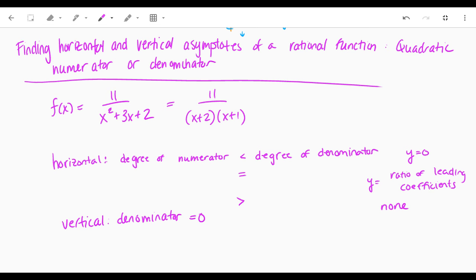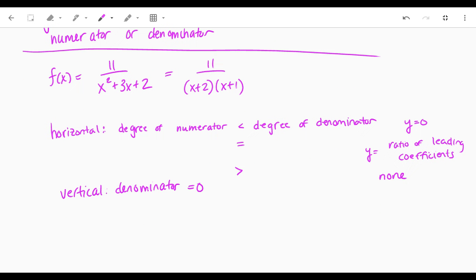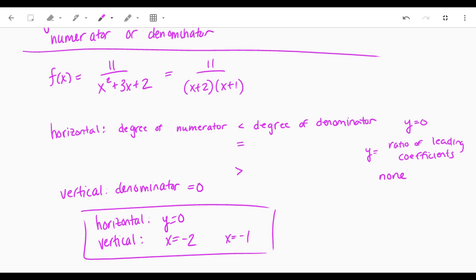Okay, so for this one, the degree of the numerator is 0. The degree of the denominator is 2. So we're in that first case there where the degree of the numerator is less than the degree of the denominator. So horizontal will be y equals 0. Vertical, we look at that denominator and it would be 0 if x equals -2 or if x equals -1. Okay, so there's your answers there. We can do another example of that one too.